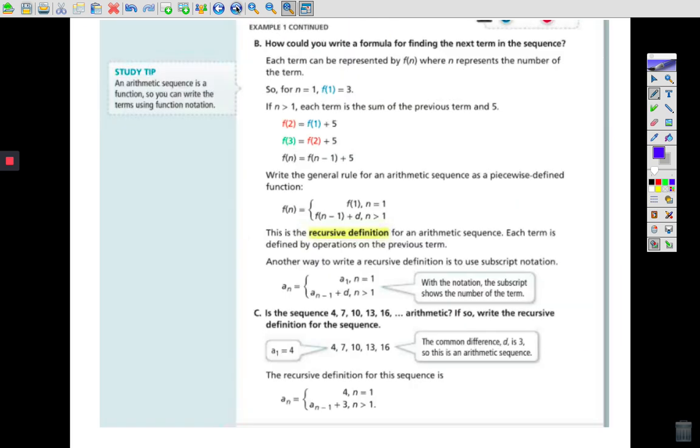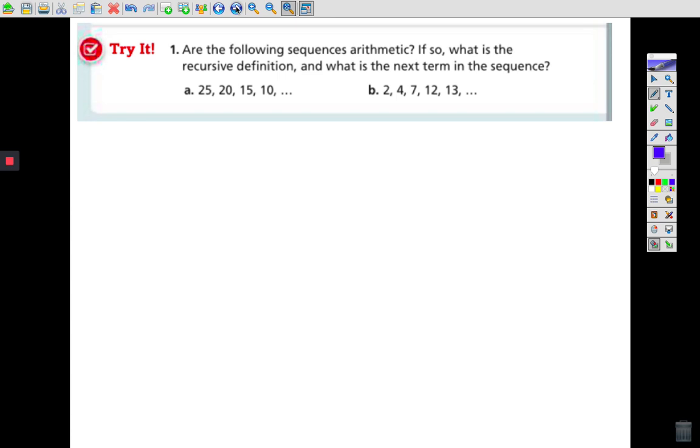So the try-its say, are the following sequences arithmetic? If so, what is the recursive definition and what is the next term in the sequence? So let's see. How do we go from 25 to 20? Subtract 5. Are we subtracting 5 to get from 20 to 15? Yes, and also from 15 to 10 we subtract 5. So is it arithmetic? Yes, it is. And if it's arithmetic, guys, what is our common difference? What does D equal in this case? What are we doing each time? Minus 5, right? So negative 5.